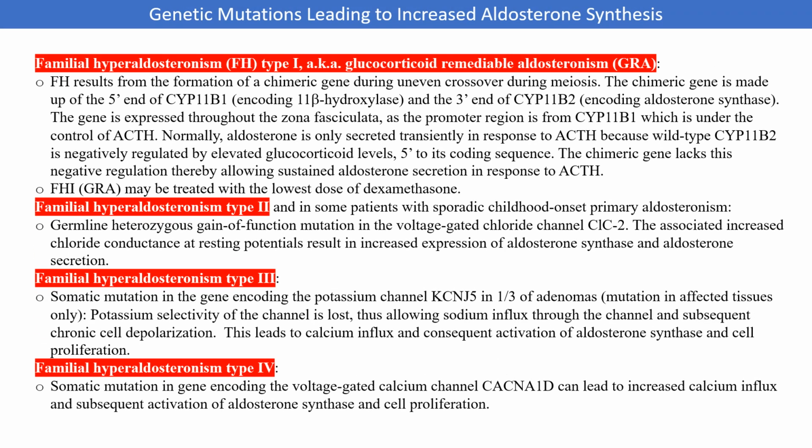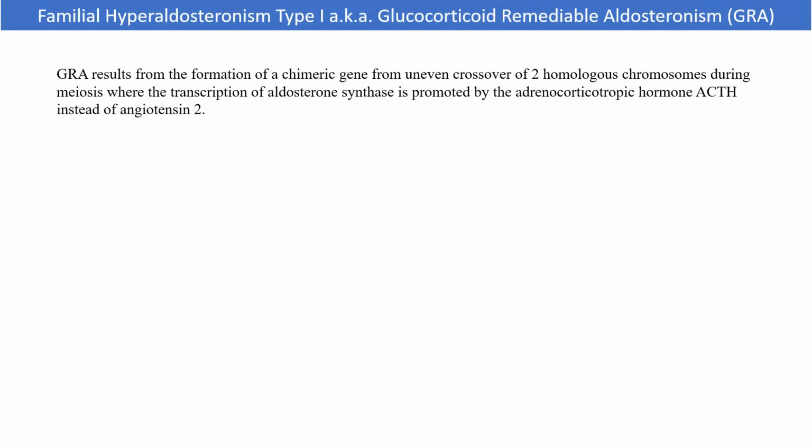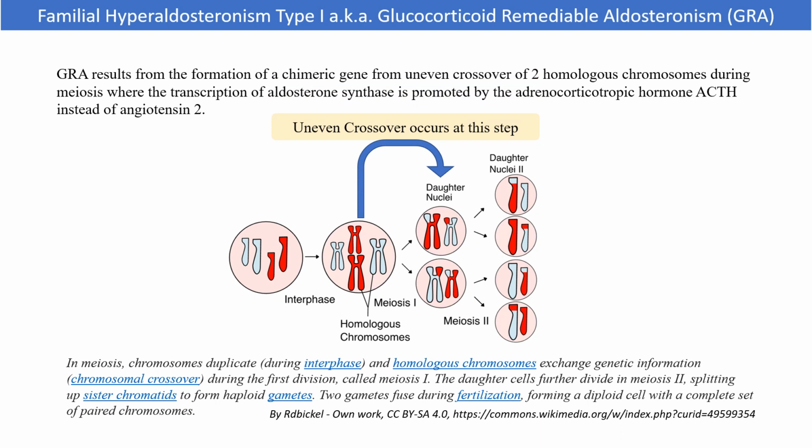This is a list of mutations that can increase aldosterone synthesis. The most interesting of which is called familial hyperaldosteronism, also known as glucocorticoid remediable aldosteronism, or GRA. GRA results from the formation of a chimeric gene from uneven crossover of two homologous chromosomes during meiosis, where the transcription of aldosterone synthase is promoted by the adrenocorticotropic hormone ACTH instead of angiotensin II. So what does this mean?